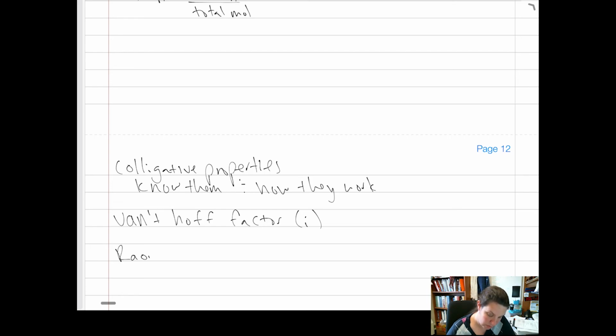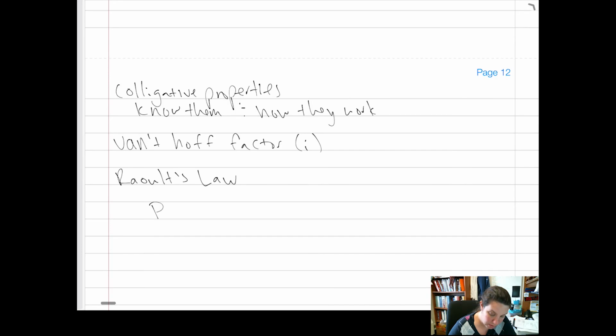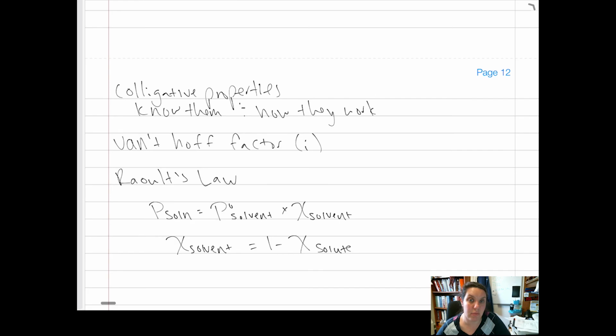So with Raoult's law, you have the vapor pressure of your solution equaling your solvent's vapor pressure times your mole fraction of your solvent. Remembering that the mole fraction of your solvent will be equal to 1 minus the mole fraction of your solute. Okay? So be able to do the calculations using Raoult's law.